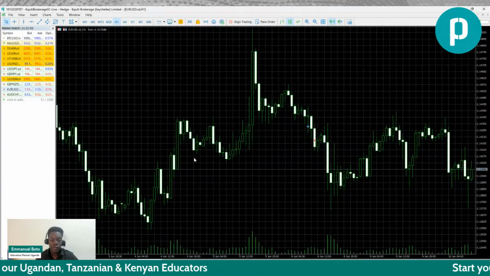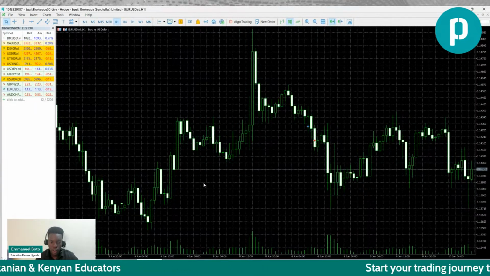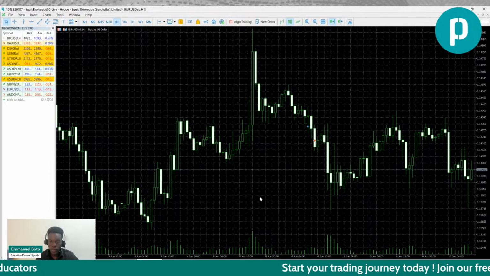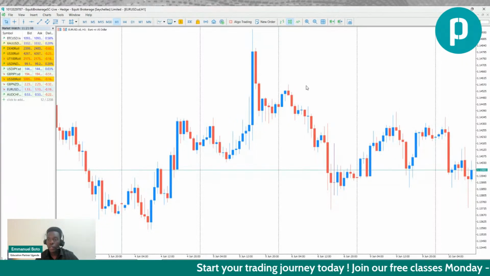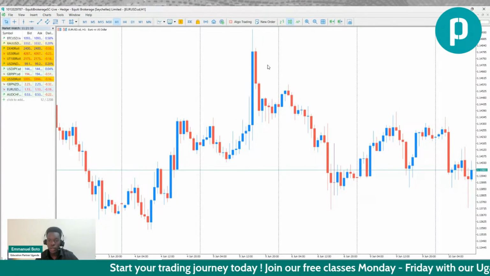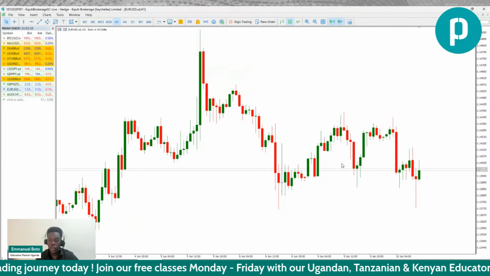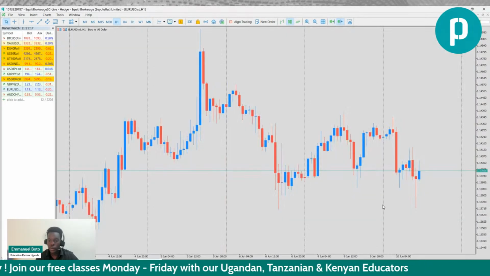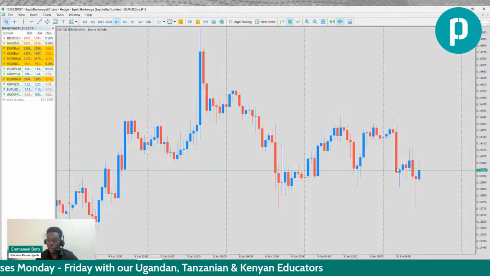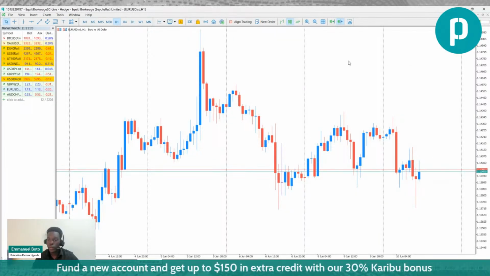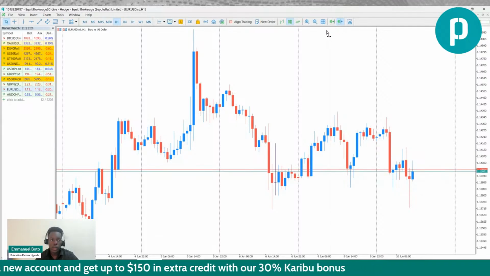I understand that this is the most traded currency pair as well. So let's just see what it has in store for us. Let me just get our proper template. Okay, so yeah, I think let's use this template. So this is the Euro USD.